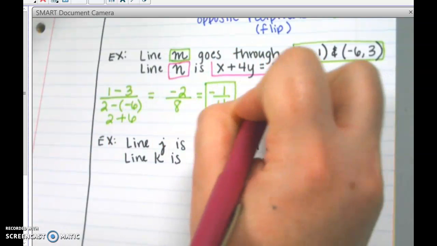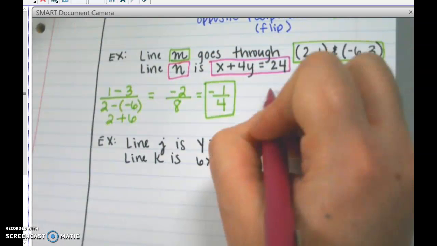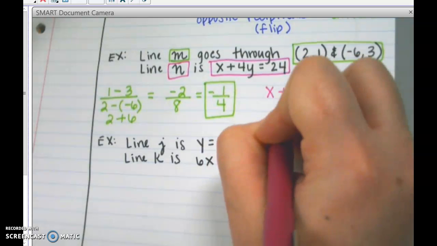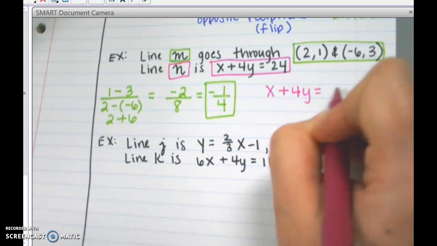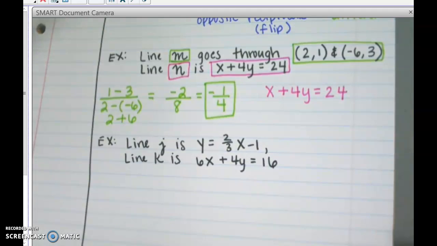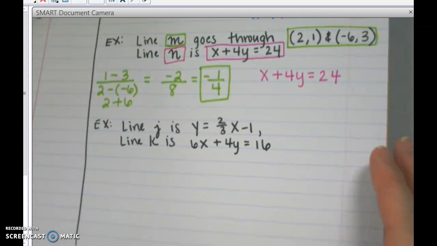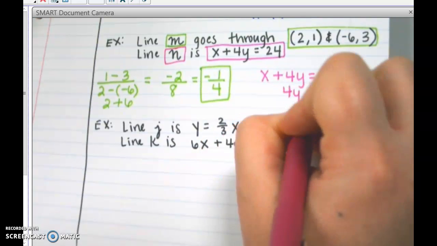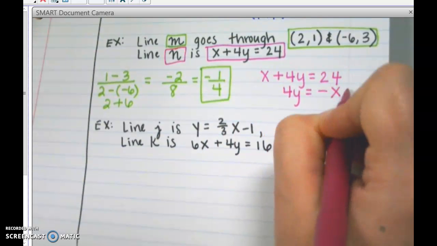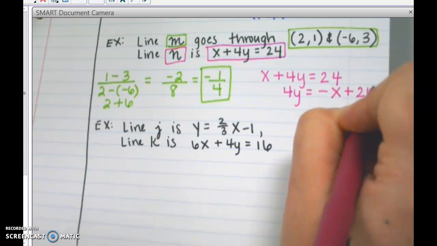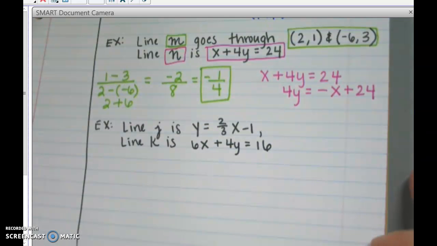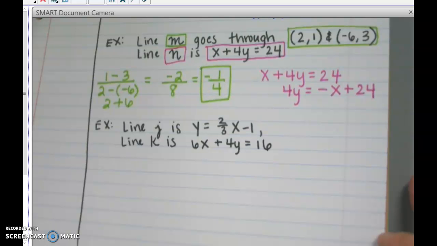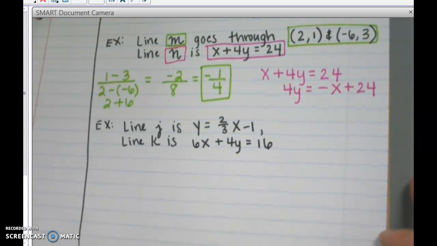So this is what they gave me for line N. To figure out the slope of this line, I have to put it into slope-intercept form. So I have to get y by itself. So I'm going to subtract my x on both sides. Bring down that plus 24. So I subtract that x on both sides. I brought down the 4y. I brought down the 24.